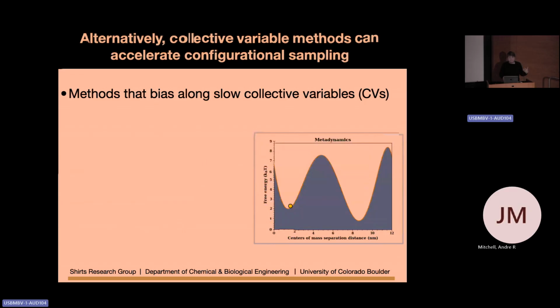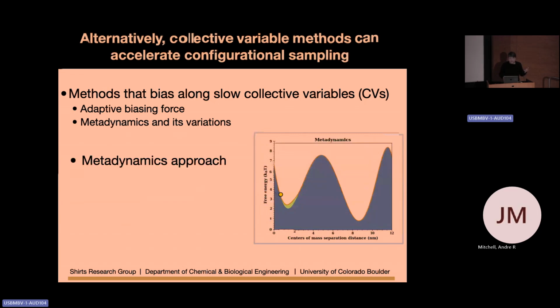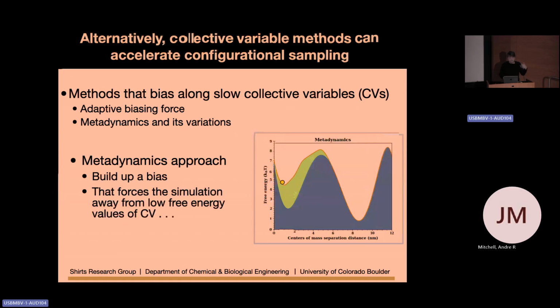Methods that provide some bias along slow collective variables include adaptive biasing force, metadynamics, and its many variations. The general metadynamics approach is you pick some collective variable and you build up a bias. So if you visit some values of the collective variable, you build up the bias there and you stop visiting those values of the collective variable.